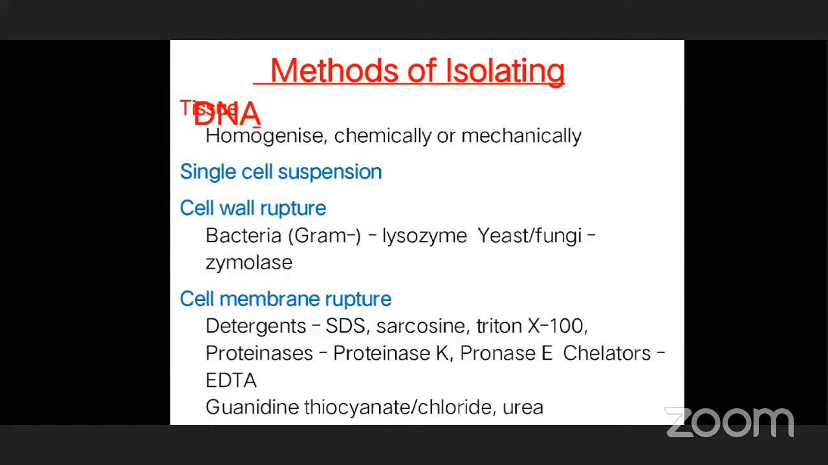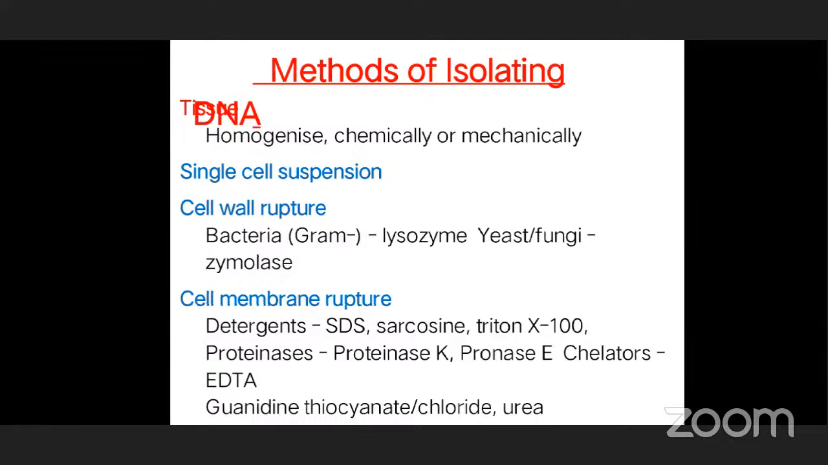Then see the next part, cell membrane rupture. For this cell membrane rupture, some detergents are used. These are SDS. The long form of SDS is sodium dodecyl sulfate or sodium lauryl sulfate. Also, sarcosine is used, and another chemical, Triton X100. These are used for the rupture of the cell membrane, whichever cell is there: bacteria, yeast, also RBCs or WBCs.